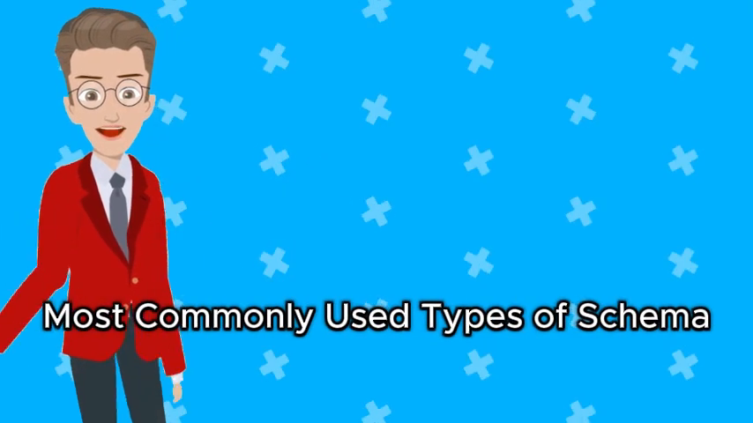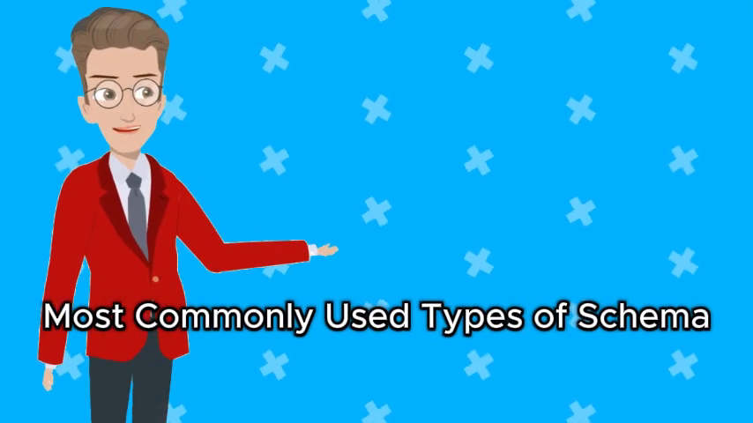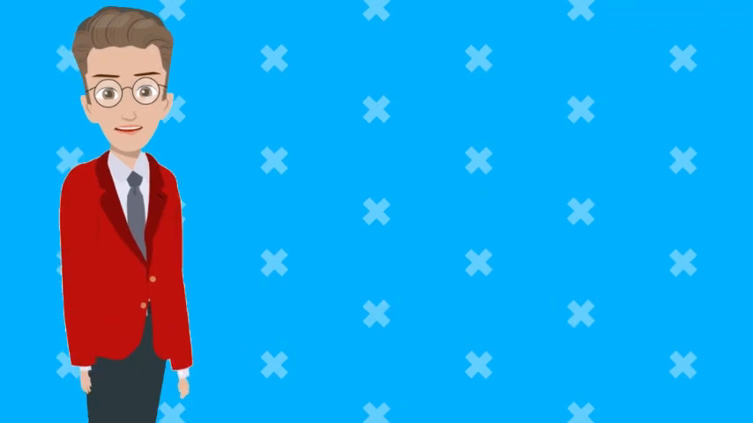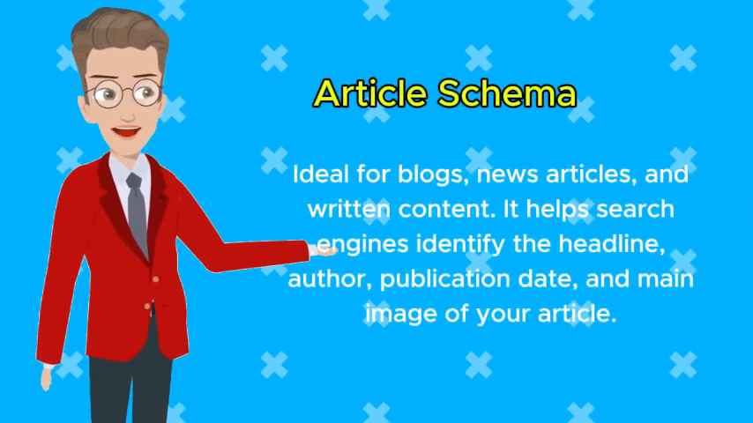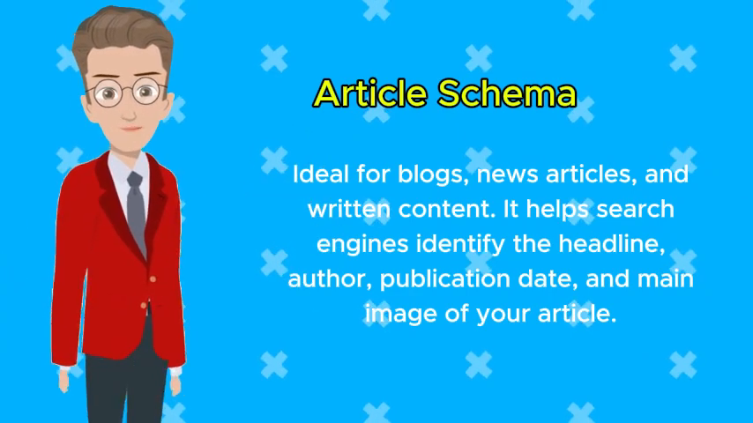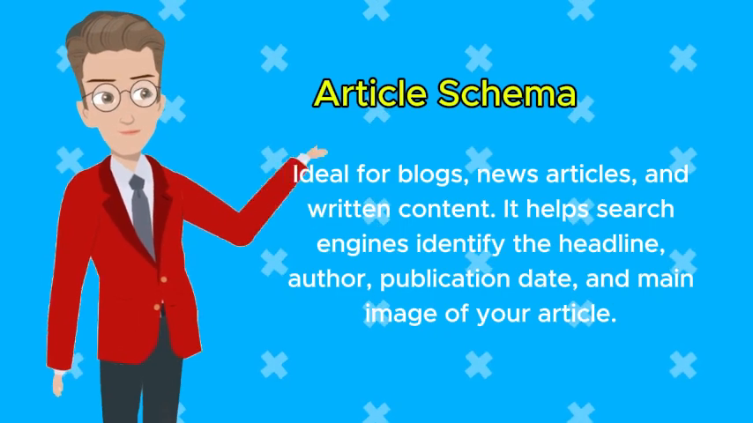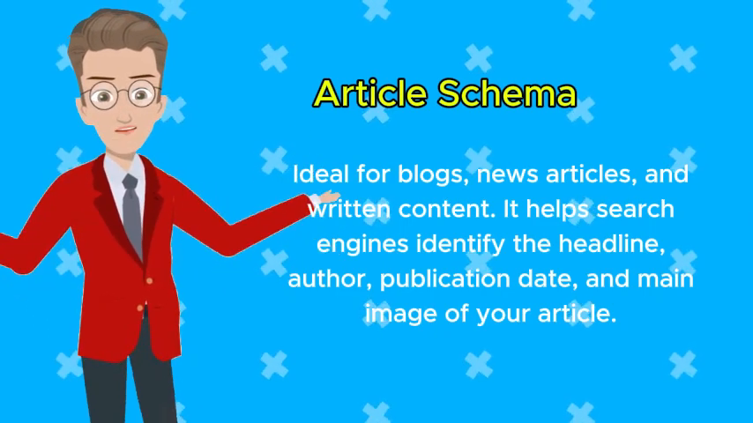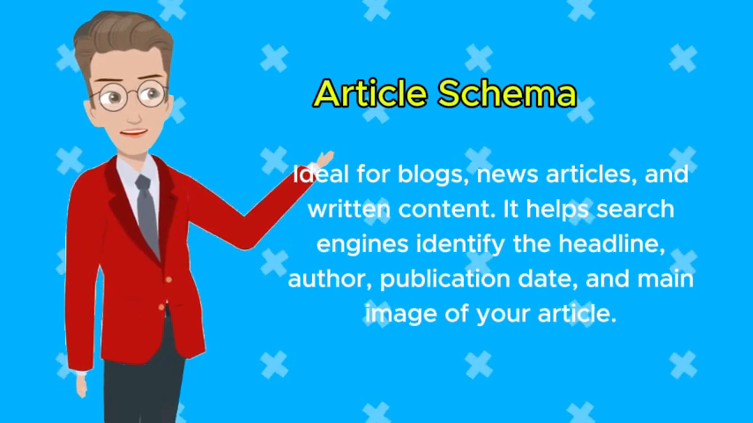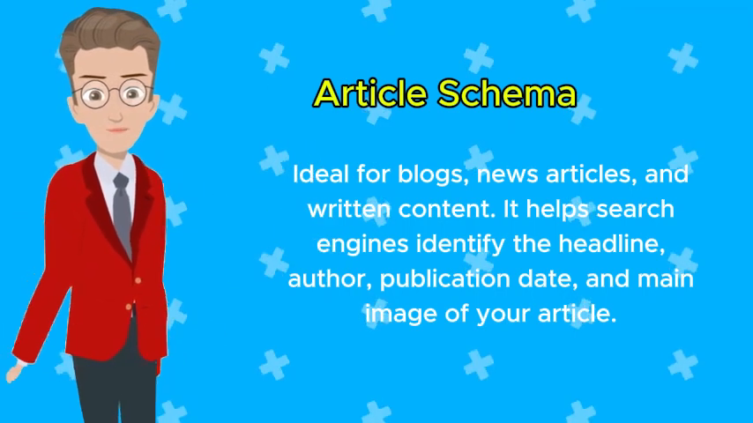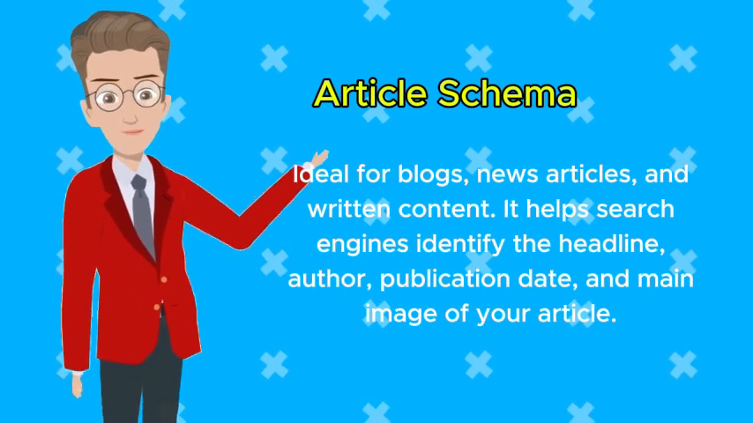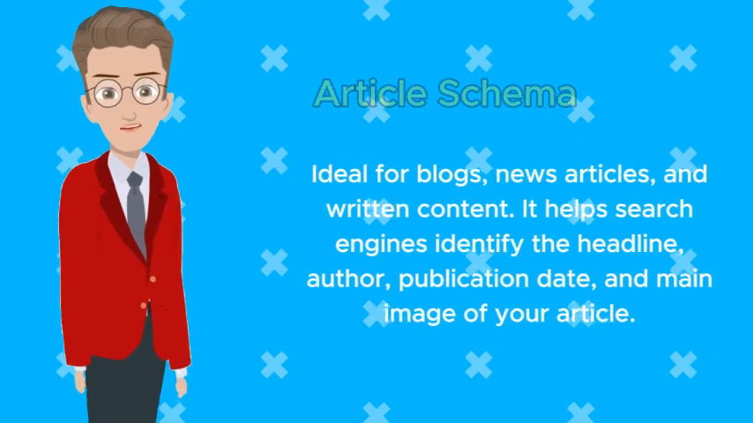Most commonly used types of schema. There are hundreds of types of schema markup available. But let's focus on the most commonly used ones that can have the biggest impact on your SEO. Article schema. Ideal for blogs, news articles, and written content. It helps search engines identify the headline, author, publication date, and main image of your article. Example: if you write a blog post about top 10 travel destinations, article schema ensures Google understands it's an editorial piece and may feature it in news-related searches.